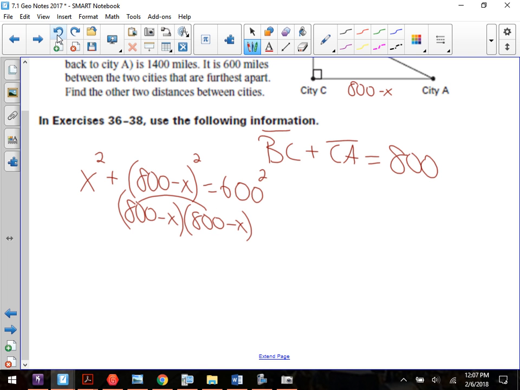Anyway, so you would have to FOIL all this out. You just get some large numbers. 800 times 800 is what, 64? Too many zeros? 4 zeros. Few zeros. Yeah, right.